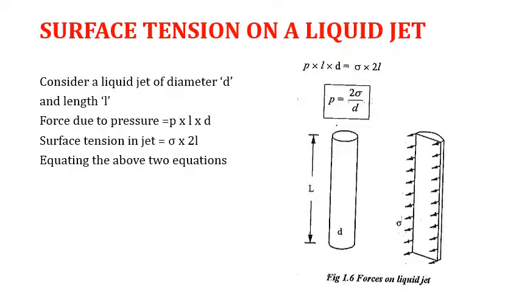Now the surface tension in a liquid jet. A liquid jet is a stream of liquid flowing with high velocity. It has a very small diameter d and length L. For this length, we are considering that the diameter is constant. So we cut it in half, and we see that the pressure will be exerted on this complete area, L into D. So the force due to pressure is P into L into D.